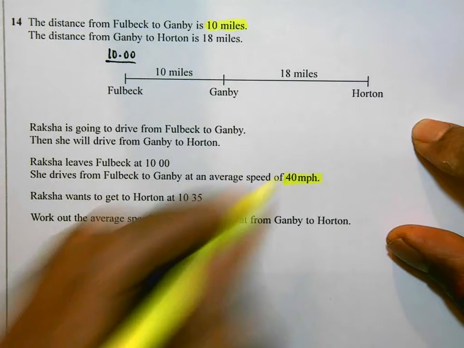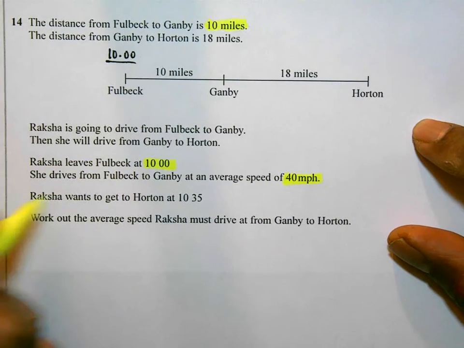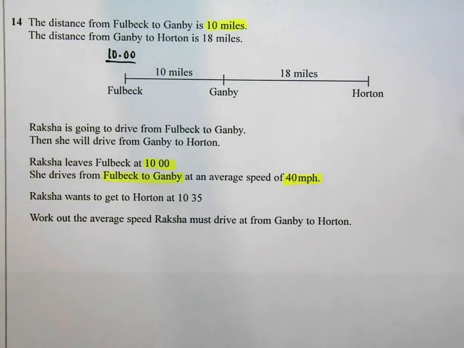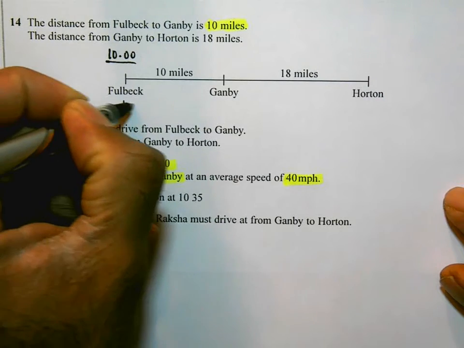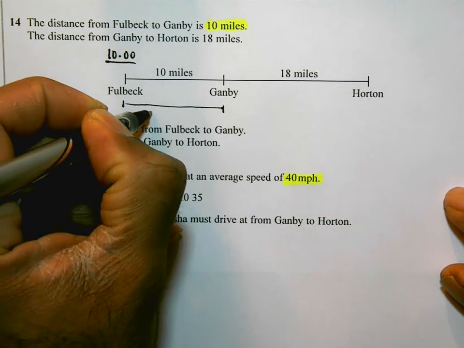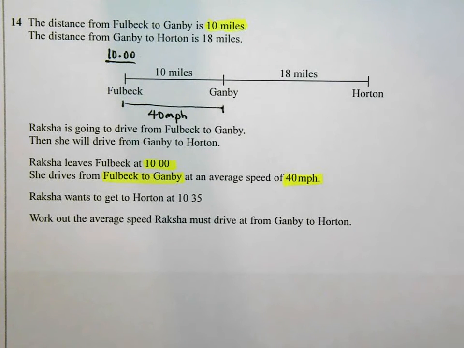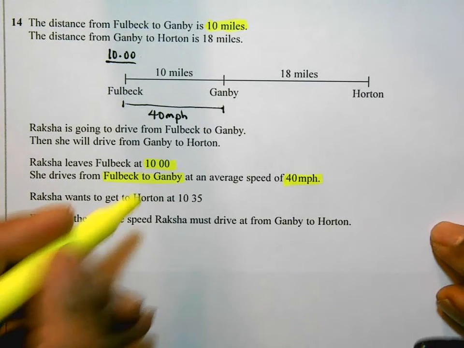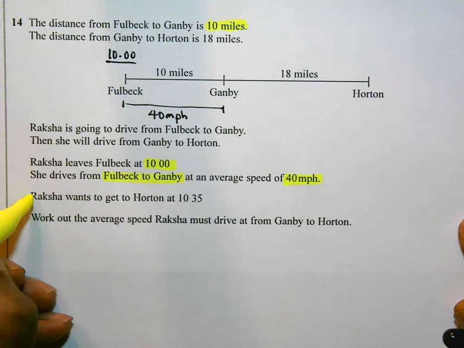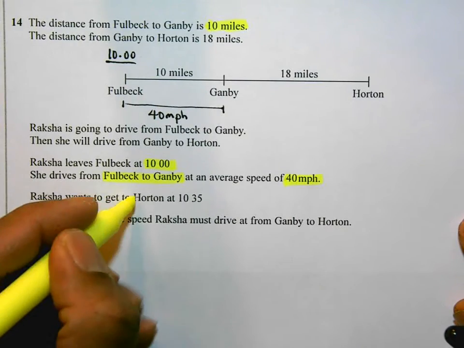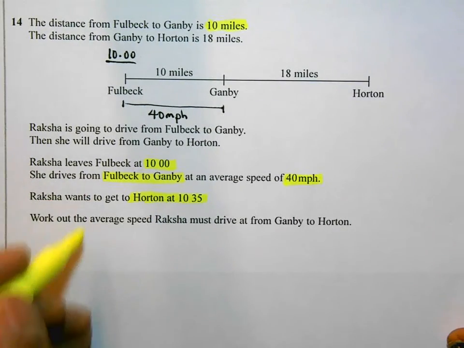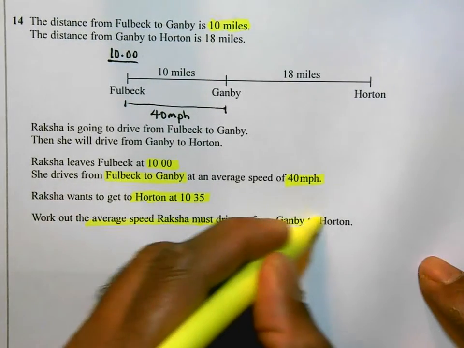So she leaves at 10 o'clock. She drives from Fullbeck to Ganby at an average speed of 40 miles per hour. So when she goes from Fullbeck across to Ganby, she's going to travel at 40 miles per hour. She wants to get to Hawthorne at 10:35. Work out the average speed she must drive from Ganby to Hawthorne.